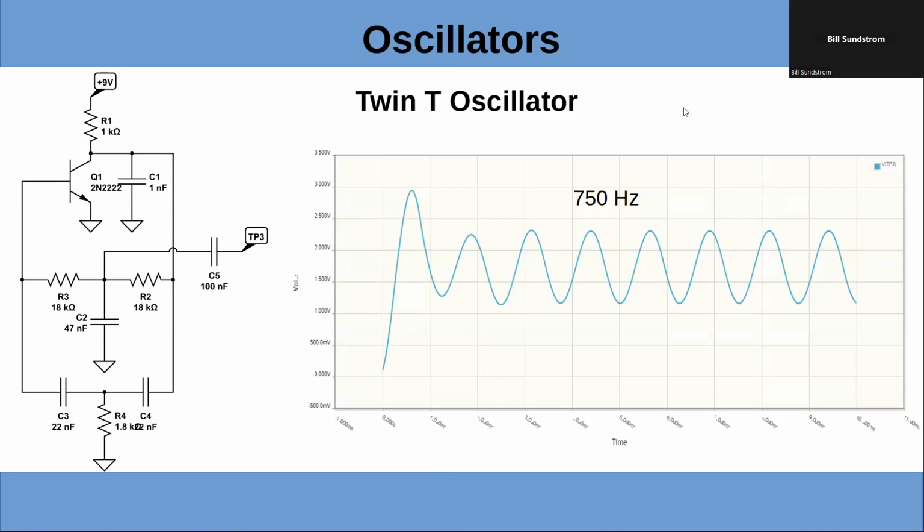Now, there are other types of oscillators other than the Colpitts and Hartley and Pierce. This is a fairly common one. It's called a twin T, and there's kind of two feedback elements, one with a shunt capacitor and series resistors, and the other one with series capacitors and a shunt resistor. And the purpose is to feed back out of phase the output signal back to the input signal so that it will oscillate.